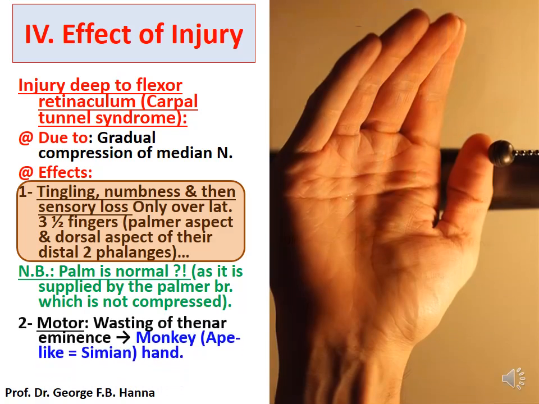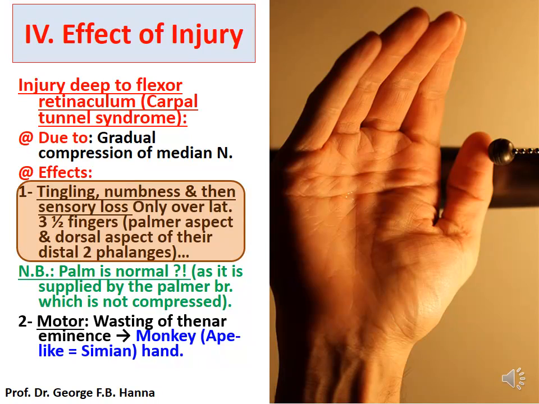Of course, there are motor effects of carpal tunnel syndrome. The muscles of the thenar eminence will be paralyzed, will be wasted or atrophied, and this leads to the 5 fingers lying in the same plane like a monkey or ape-like hand, or simian hand, the race from which we descend.